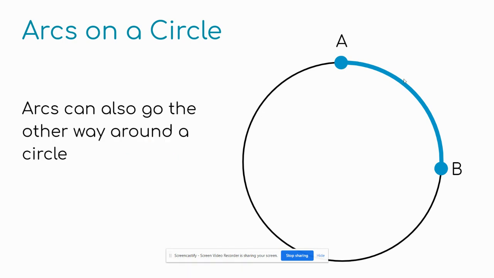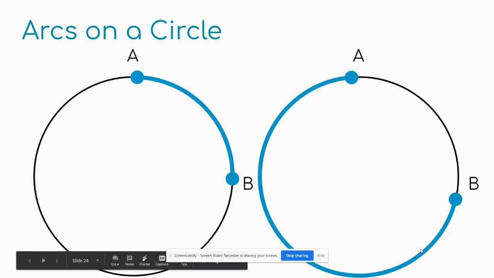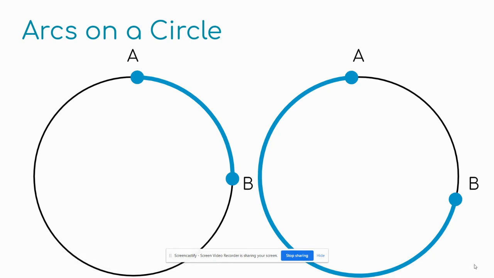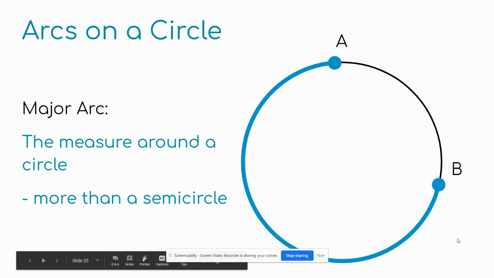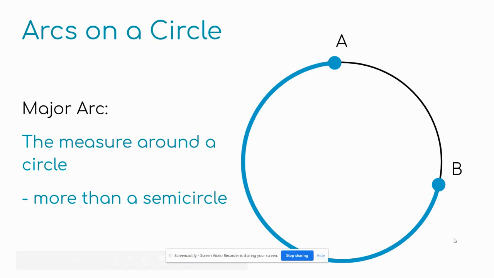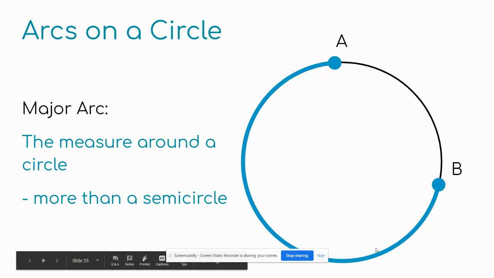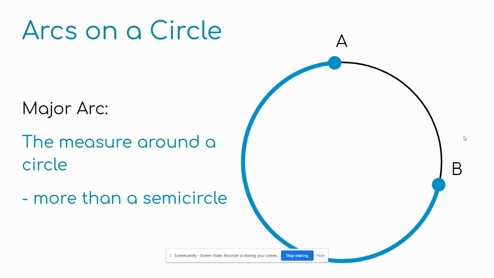So I went from A to B this short distance, but you can also go the other way around, right? So here A and B are the same points, but my arcs are going different directions. I have a little one over on the left, and over on the right, I have a much bigger one. So in order to tell the difference between them, we have to have a different name. The one on the left we just learned was a minor arc. The one on the right is a major arc, right? Major means bigger, a lot, important. So if you go from A to B the long way, more than a semicircle, more than half the circle, that's called a major arc.